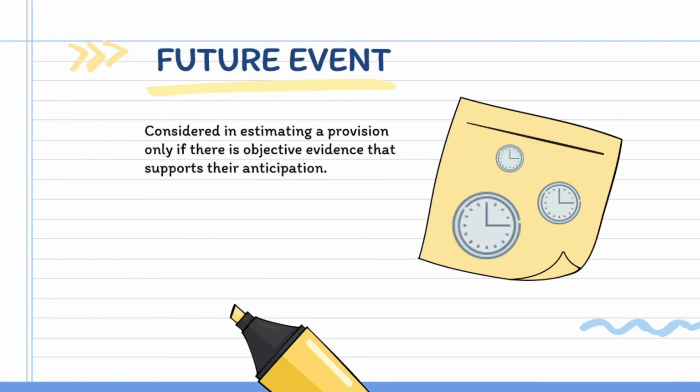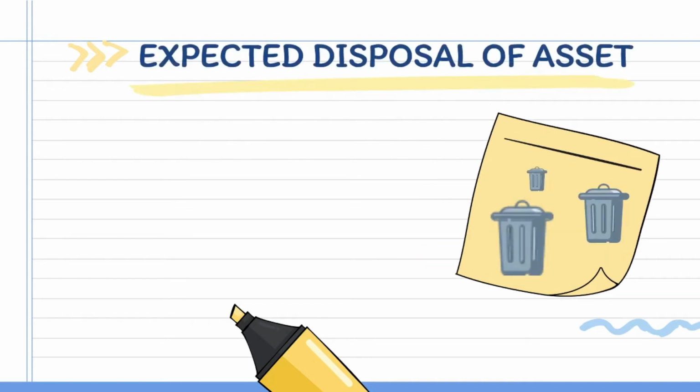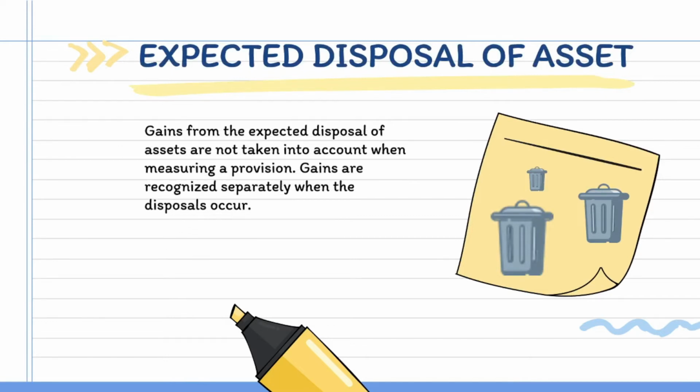Future events. If yung future events may high probability na mangyari, kino-consider siya when estimating a provision. For example, a new law that will increase the amount of penalty will be enacted. It is also considered if it is virtually certain that it will be enacted. Expected disposal of assets. Hindi siya sinasama sa pagme-measure ng provision dahil sa ibang account siya kasama at nire-recognize lang siya kapag na-dispose na yung asset.